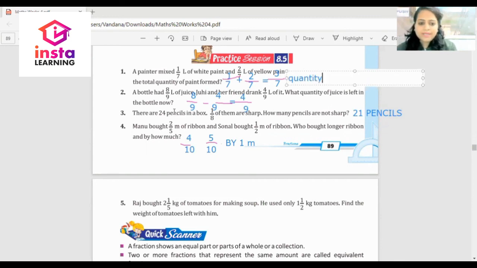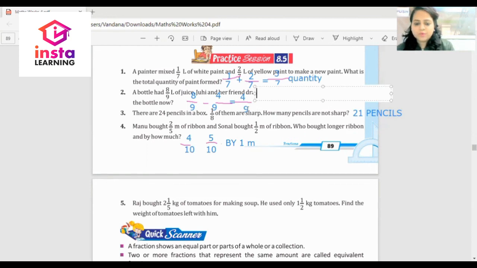Now, question number 2. A bottle had 8 upon 9 liter of juice. Beauty and her friend drank 4 upon 9 liter of it. What quantity of juice is left in the bottle now? So you have to write the fraction 8 upon 9 minus 4 upon 9. So 4 upon 9 is your answer, juice left in the bottle. Okay, you can write here juice 4 upon 9. It is in liter form, so write here liter also.